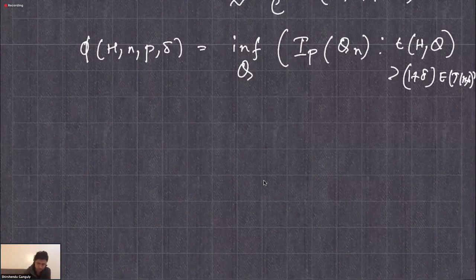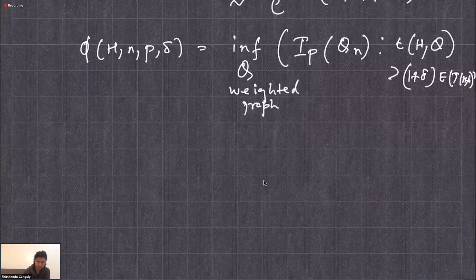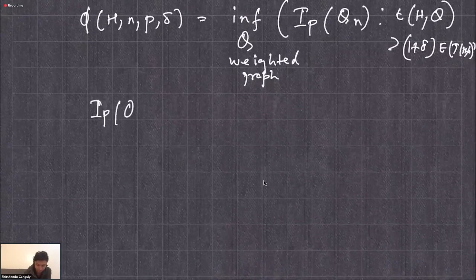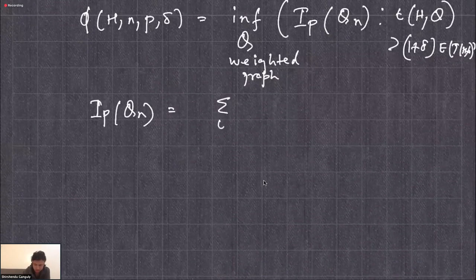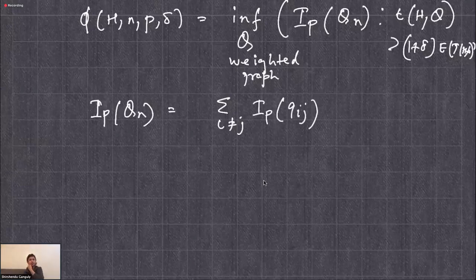Just to be concrete, Q is a weighted graph, a symmetric matrix. Let's take i not equal to j, the relative entropy I_p(q_ij). This is something we defined yesterday: the relative entropy of a Bernoulli random variable with mean q_ij with respect to a Bernoulli random variable of mean p. Then you sum over all pairs, but the degrees of freedom are only half of the matrix because it's symmetric, so every term gets counted twice. So this is the cost.